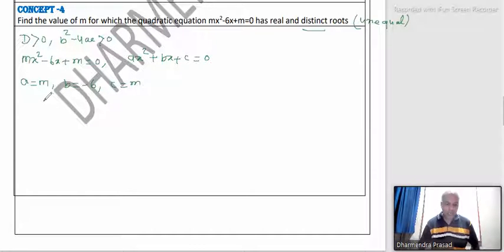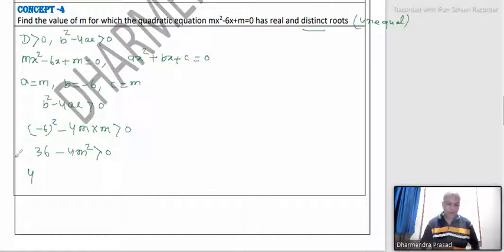B square minus 4ac greater than 0. What is the b square? B square is your minus 6 the whole square, minus 4, a is your m, what is the c? C is also m, greater than 0. It means 36 minus 4 m square greater than 0.